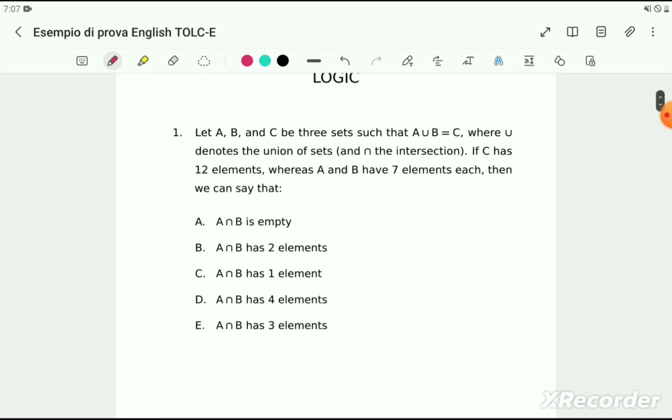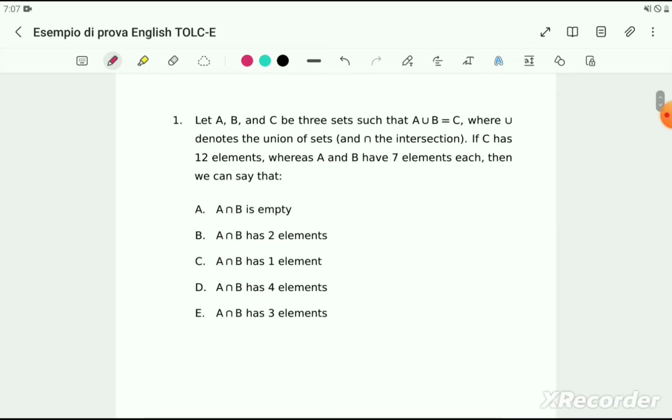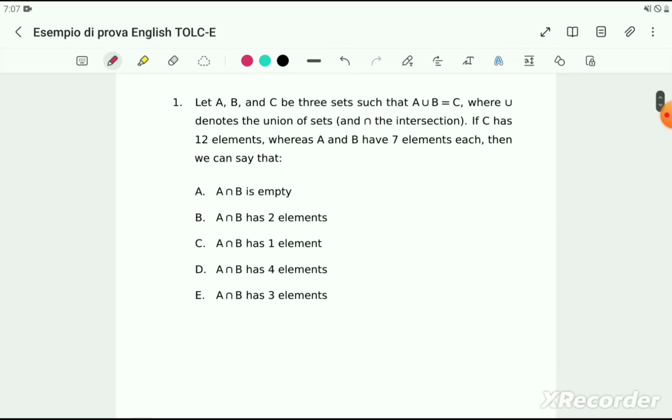So this is question number 1. Let's read out what it says. Let A, B and C be 3 sets such that A union B equals C, where U denotes the union of sets and the inverse U sign the intersection. I think we know these things.